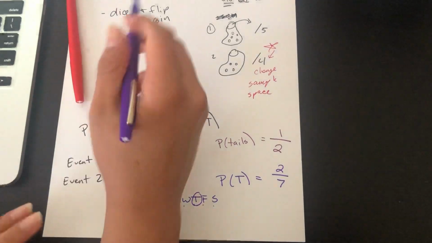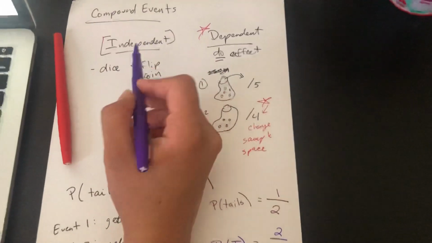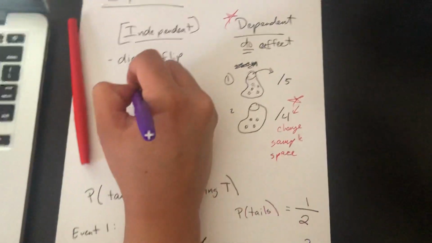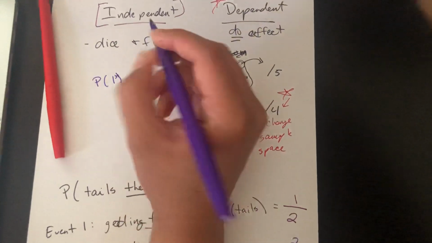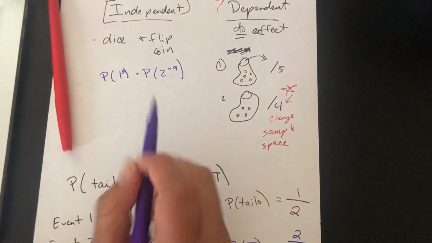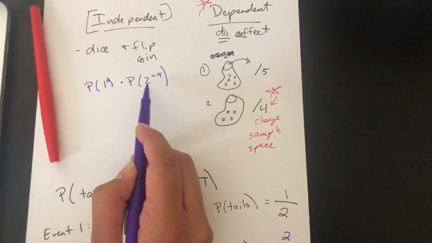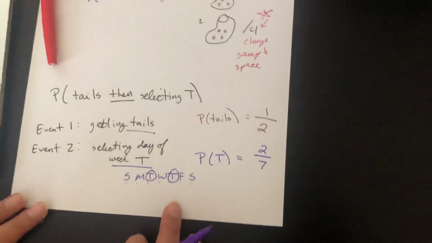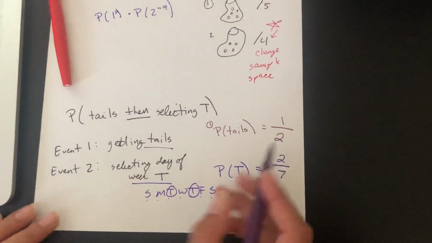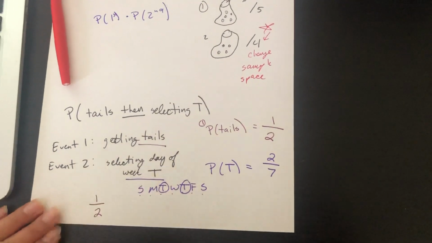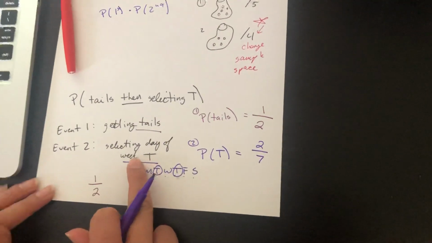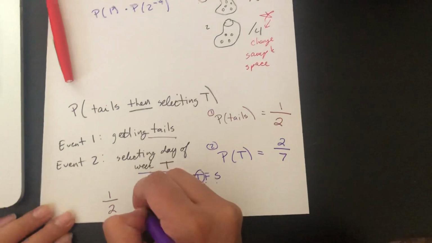When you do the probability of independent events, you do the probability of the first one multiplied by the probability of the second. That's it. You find the first probability and you multiply it by the second probability. So let's go back down here. The probability of our first event was the probability of getting tails, so that's 1/2. The probability of my second event, which was getting a day of the week that starts with T, is 2 out of 7.